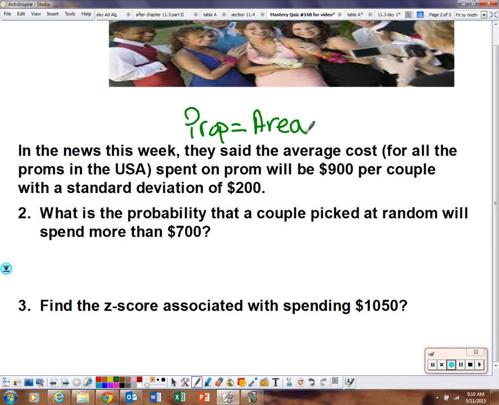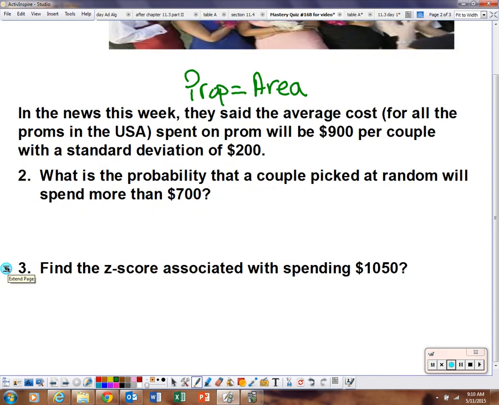All right, so the easiest way, again, to do this is draw a picture. So let's draw a picture. Now, I'm not going to standardize this one. We don't need to standardize it. It says the average cost is $900, so we'll put $900 in the middle. Okay, then I'm going to mark 1, 2, 3 to the right, 1, 2, 3 to the left.